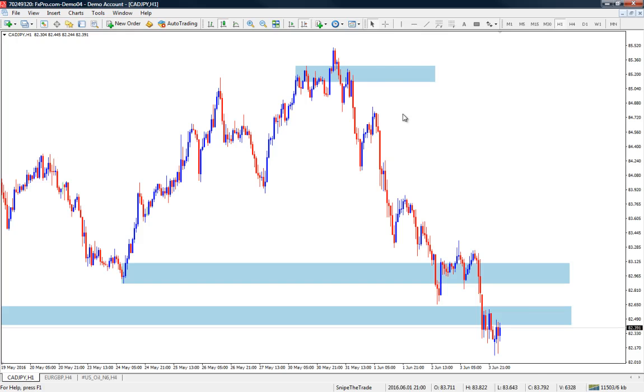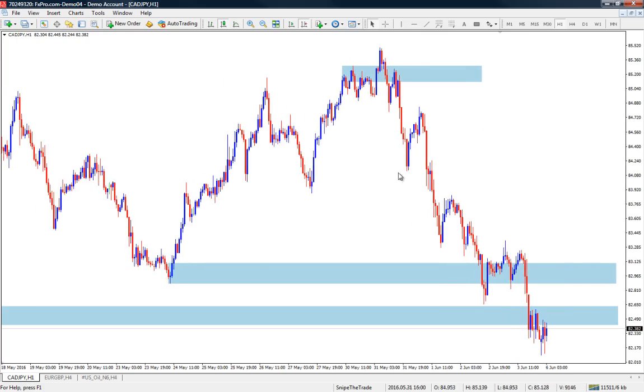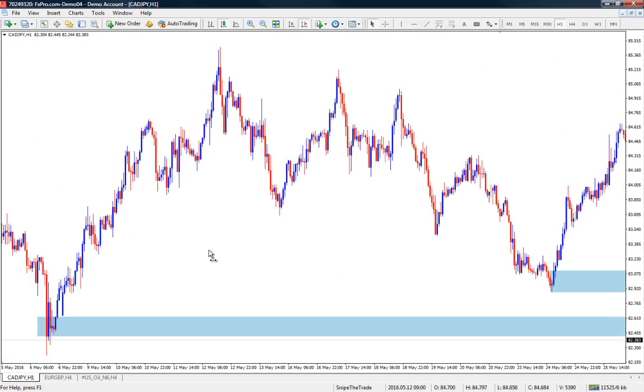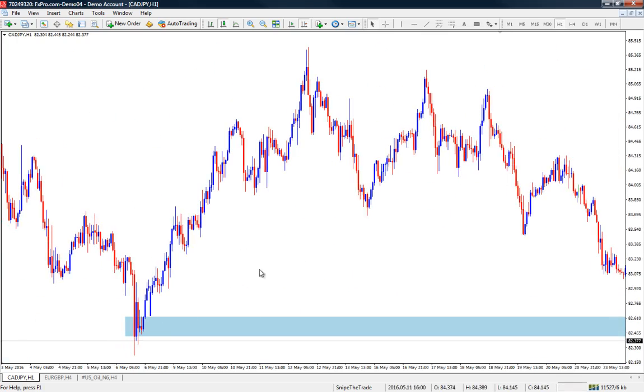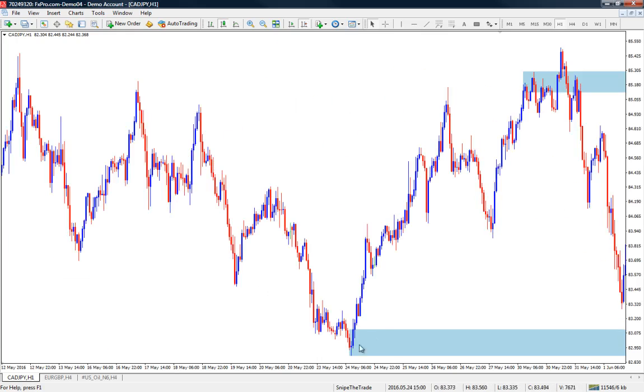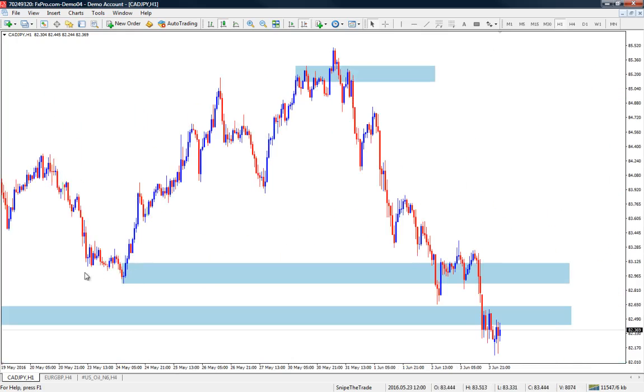Now, this is again the CAD Yen 1 hour chart, and as you can see, I have drawn this level of demand using the base and the proximal line, and I have drawn the overall level using the base and the upper and lower proximal line, because in this case we have both, and in this case we only have the upper proximal line. But what I want to show you guys is this.